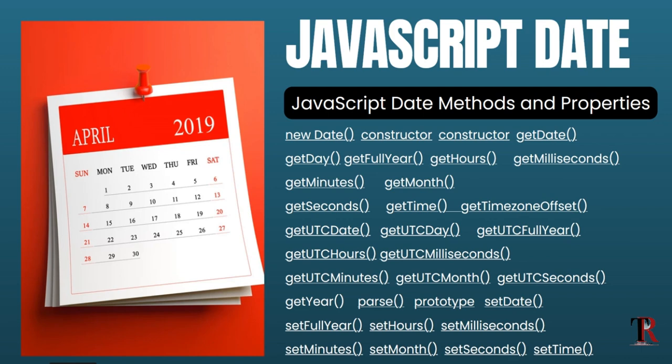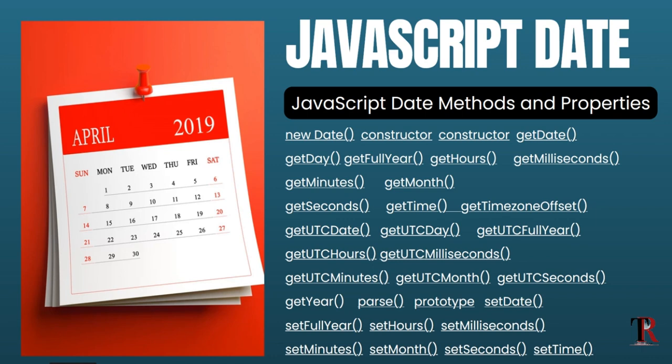So the number one method here is the new date. The new date creates a new date object. So when you want to make a date object, a date itself, you use the new date method to create that date object, just as we have seen in examples of how dates are created in JavaScript.